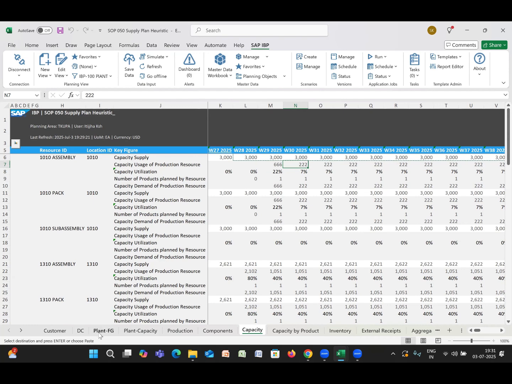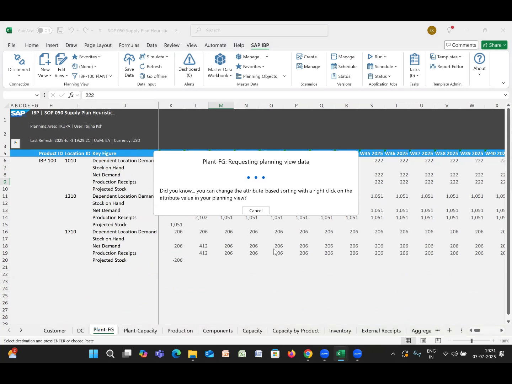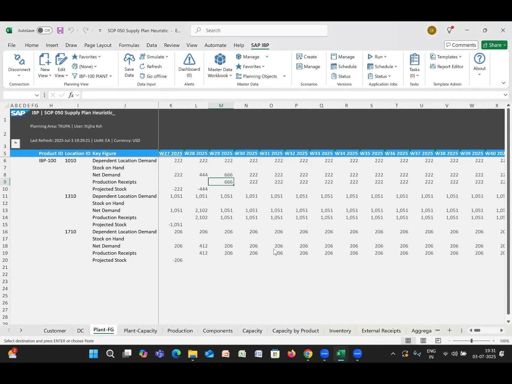So if we go to plant FG, we will observe production receipt. Yes. So we will observe that IBP 100 had got a production receipt of 666 quantity in this week. So this is quantity. Keep in mind. So 666 is each piece. In this case, unit of measure each.